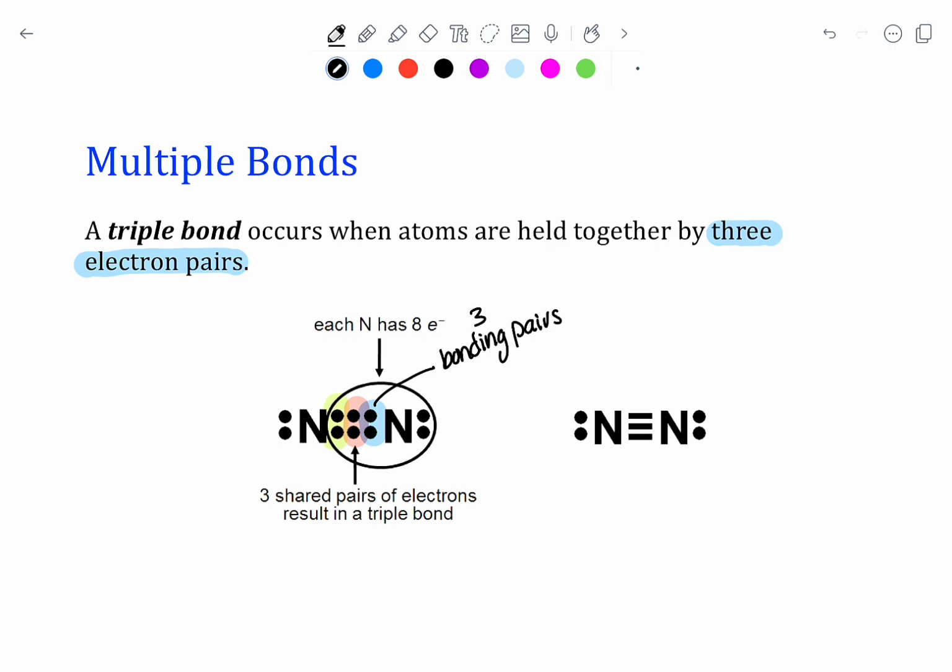And we show triple bonds now as 3 parallel lines that connect the two atoms. Again, because it's like we have 1, 2, 3, 4, 5, 6 electrons that are participating in the bond. So they just connect those dots.